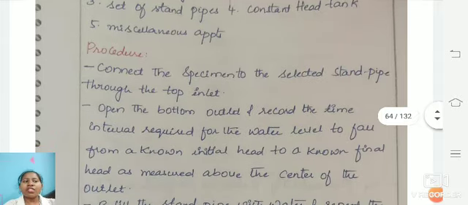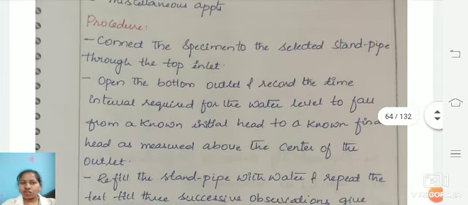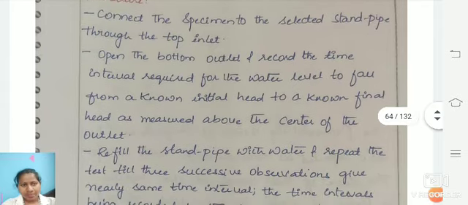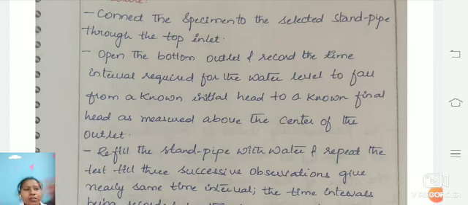The procedure: first we have to select the standard pipe at the top inlet, and then you have to record the time at particular intervals. Whenever the interval takes place, for the known interval, you have to measure the initial head at the center of the outlet.